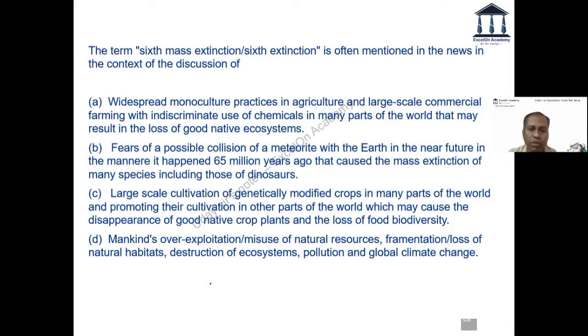So the most appropriate option for this is D, even though there may be closer options. It's good that you have eliminated B. B for sure looks like pure fantasy. I mean, it can happen, but that is not what sixth extinction refers to. A, C, and D are somewhat related to a doomsday scenario. A and C are also similar in that both touch on agriculture. But D is very widespread: natural resources, fragmentation of natural habitats, destruction of ecosystems, pollution, and global climate change. So it touches upon everything, which is what the sixth extinction is all about. So the correct answer to this question is option D.